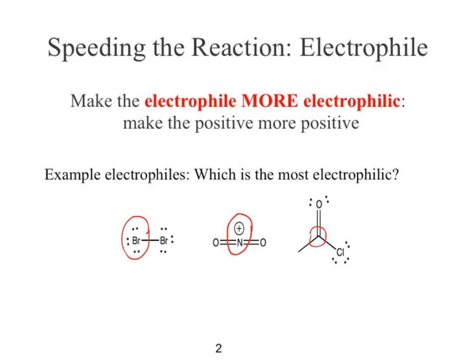Nitrogen. Why the nitrogen? Gotta be positive. It's formally positive, which is exactly what we need for an electrophile. So our nitrogen is probably the most electrophilic. Which one next?